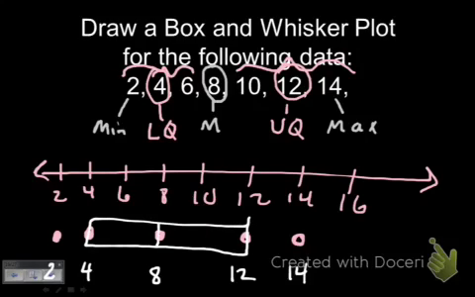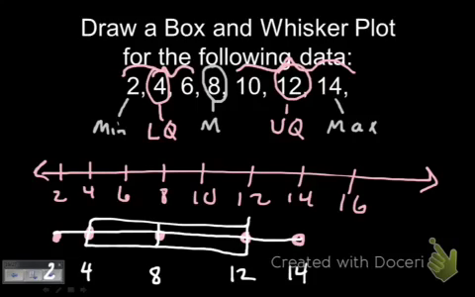Line goes right through that middle one too. And then your whisker is just a line straight across through the middle. And there is my box and whisker plot. What that basically means is there's a lot of data in between that 4 and 12. The majority of the numbers happen in the box.